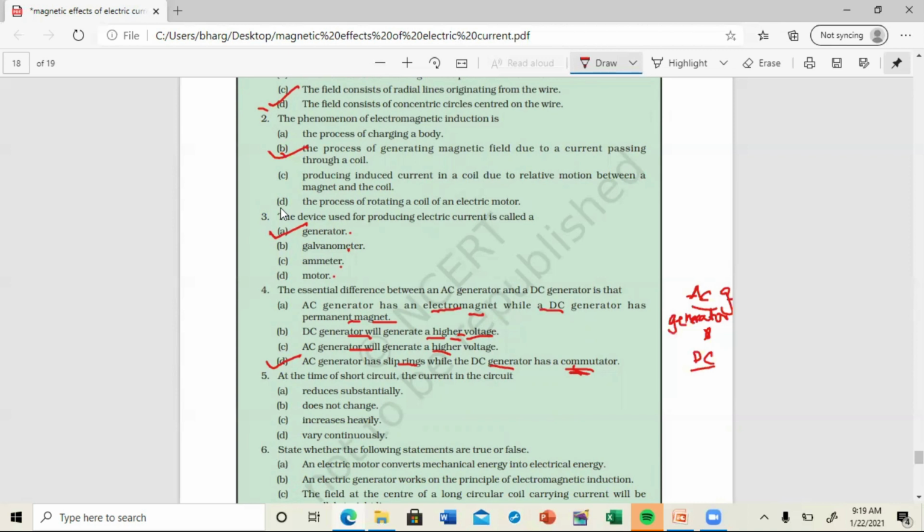Second answer. The second answer is the process of generating a magnetic field due to a current passing through the coil. That is the phenomenon of electromagnetic induction.